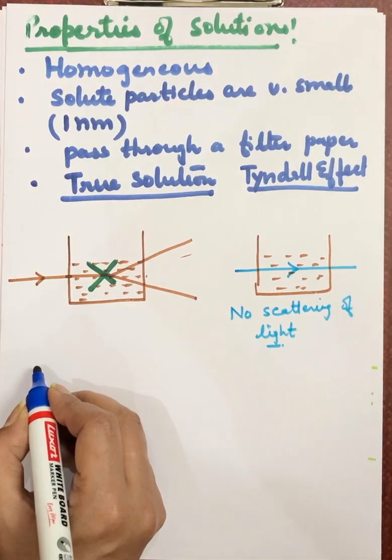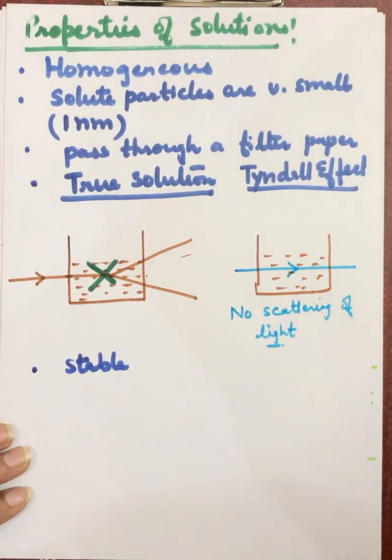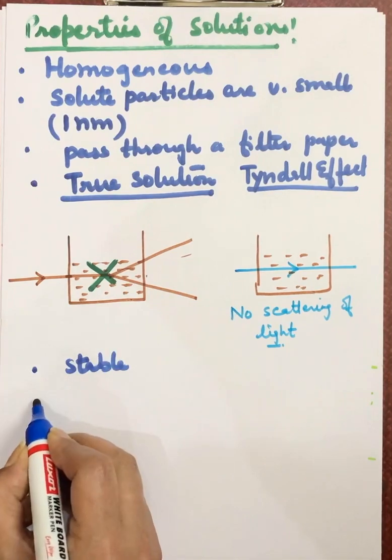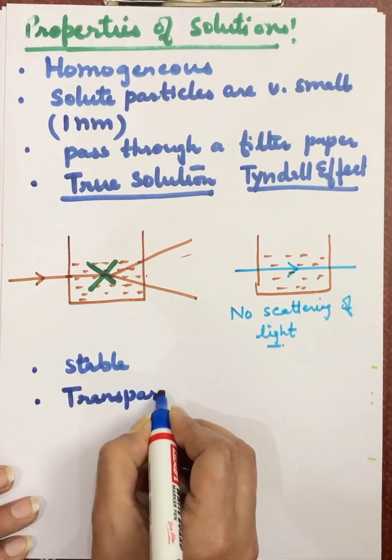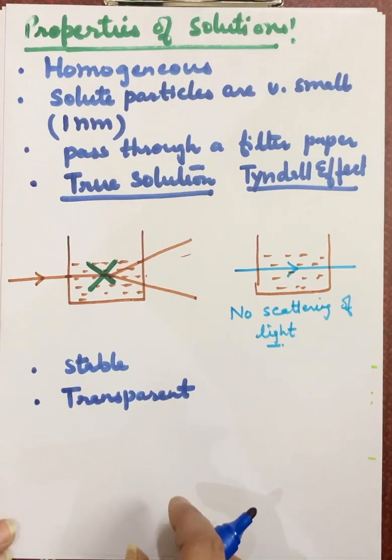Next property here, they are stable. Stable means prepare the solution, dissolve the salt in water. It's not that after some time the salt will start separating out from the solvent. It will remain in that form only. That means this is stable. And one very important characteristic of true solutions is they are transparent. That means clearly from one side of the glass container, you can see through the other side. The solute is completely mixed up in the solvent, so the solution is transparent in nature. These are the properties of solutions.